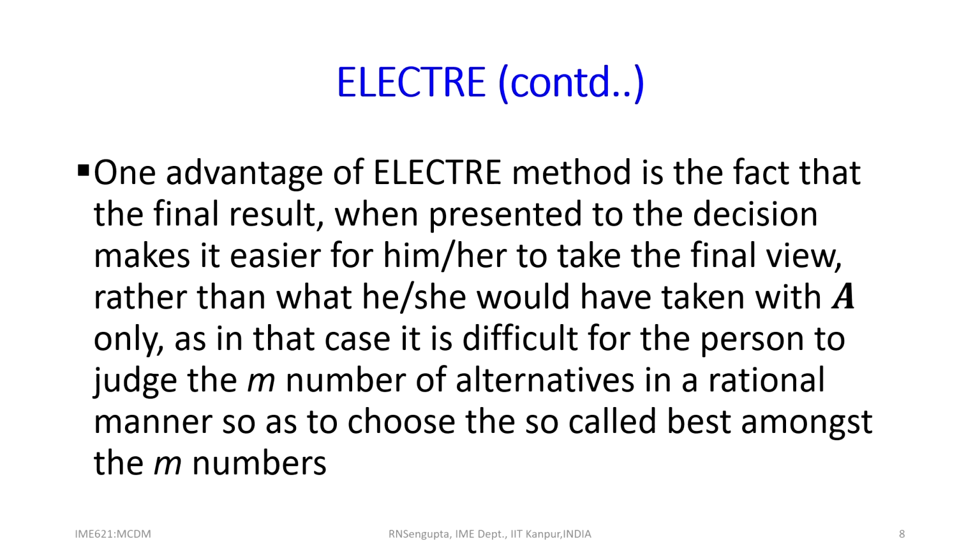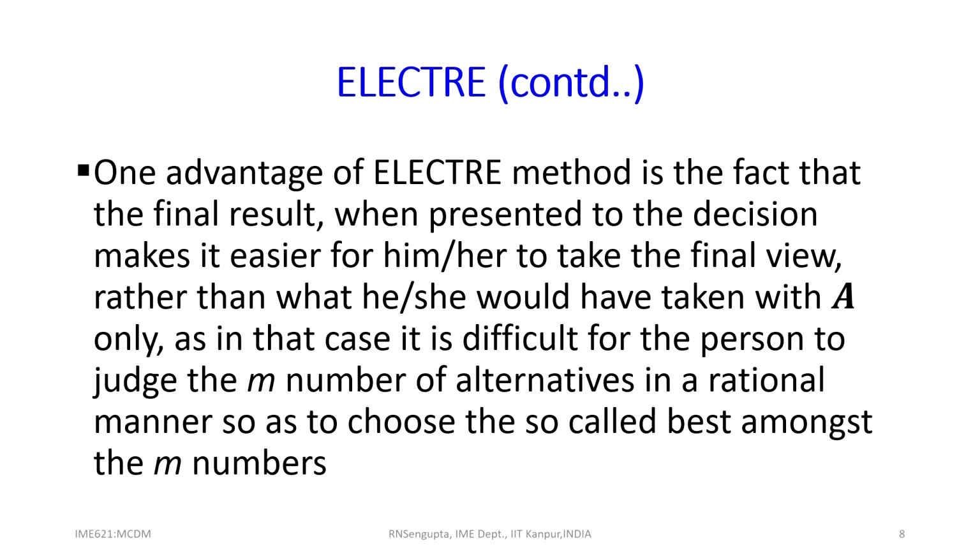So, one advantage of the ELECTRE method is the fact that of the final result when presented to the decision maker. The decision maker presents it in front of the whole set of people who will have an analysis of this tool and take the decision. It is easier for him or her to take the final viewpoint rather than what he or she would have taken with only A1 or only A2. So, A1 and A2 both being given is the case where disbenefit and benefit all would be analyzed.